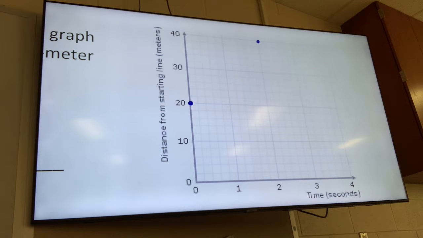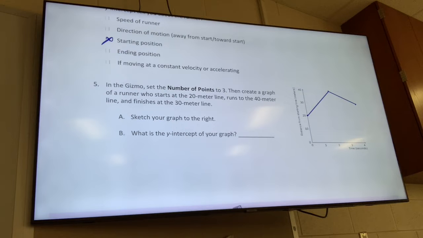So you should have a point there up at 2:40. And then it says you finish at 30 meters. So at 4 seconds, you should be at 30 meters. So up and then down. So what's the y-intercept of your graph? Where did we start? We were at 20 meters at 0 seconds.